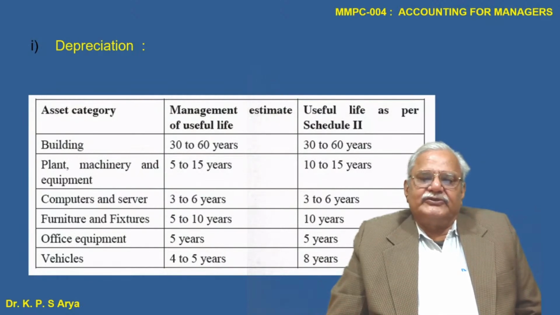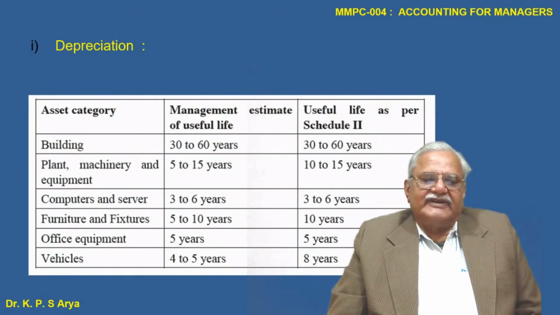Useful life as per Schedule 2, 30 to 60 years. Plant and machinery equipment: useful life, management estimate 5 to 15 years. Useful life as per Schedule 2, 10 to 15 years. Computers and servers: useful life estimated by the management 3 to 6 years. Useful life as per Schedule 2 also 3 to 6 years.